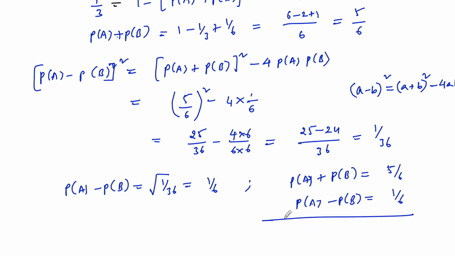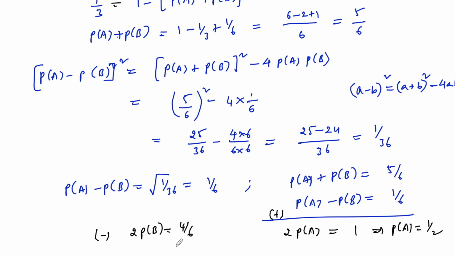By adding both, P of A plus P of A, that is 2 times P of A, is equal to 6 upon 6, that is 1. So which implies P of A is equal to 1 by 2. And then subtracting both equations, we get 2 times P of B is equal to 5 by 6 minus 1 upon 6, that is 4 by 6. So which implies P of B is equal to 2 upon 6, that is 1 by 3.